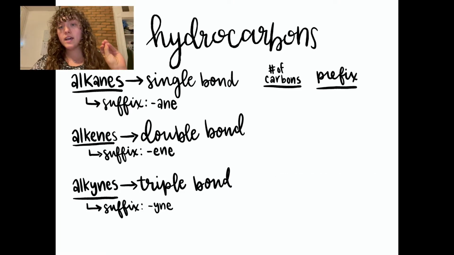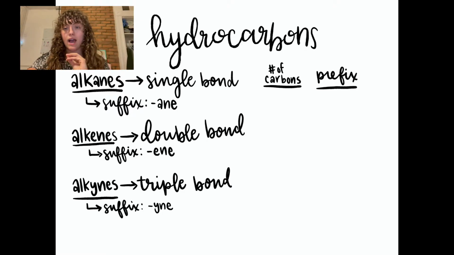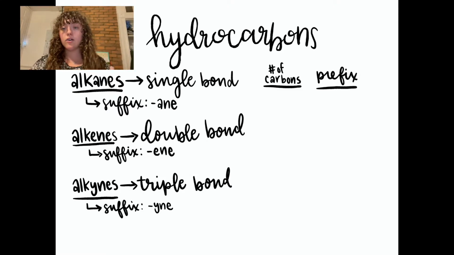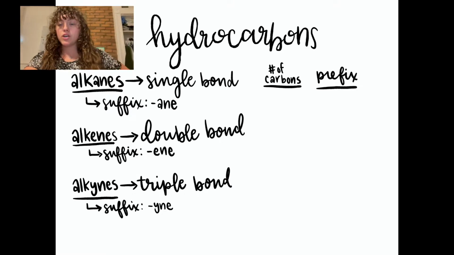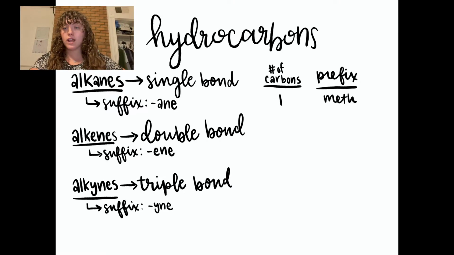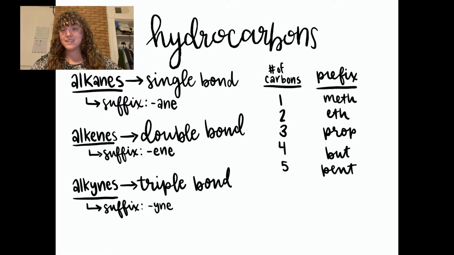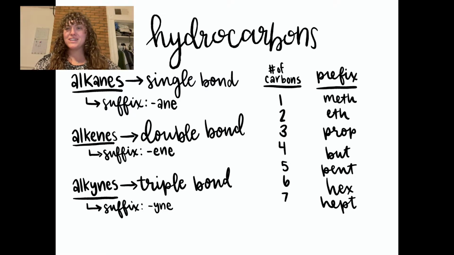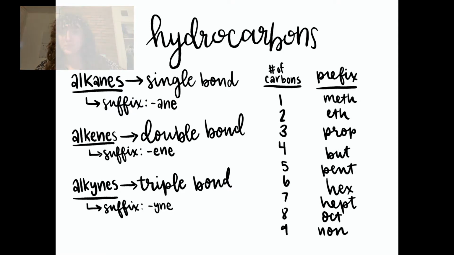So we just had the suffix of the name of this hydrocarbon molecule that indicated the type of bond that was used to link together the carbons. Now, the prefix of the molecule is based on the number of carbons in the molecule. So if there's only 1 carbon, it's going to be called meth. 2 carbons is eth, 3 prop, 4 but, 5 pent, 6 hex, 7 hept, 8 oct, 9 non, 10 dec. And this can keep going.